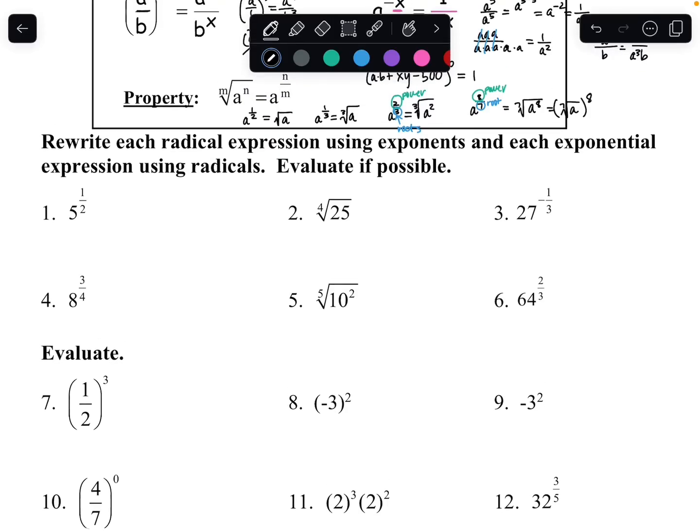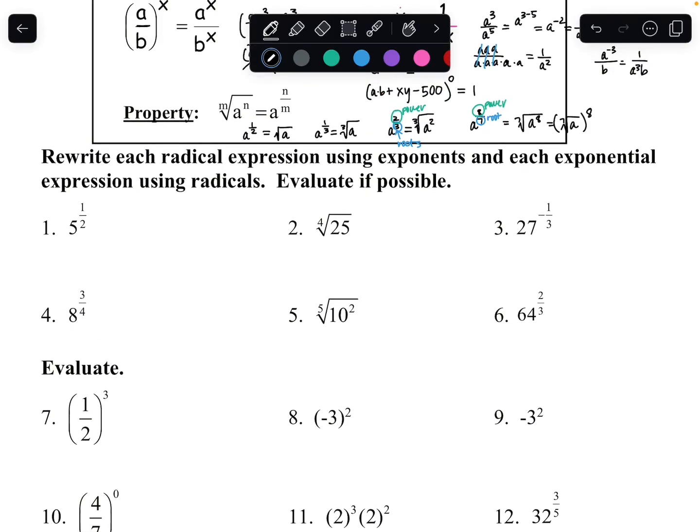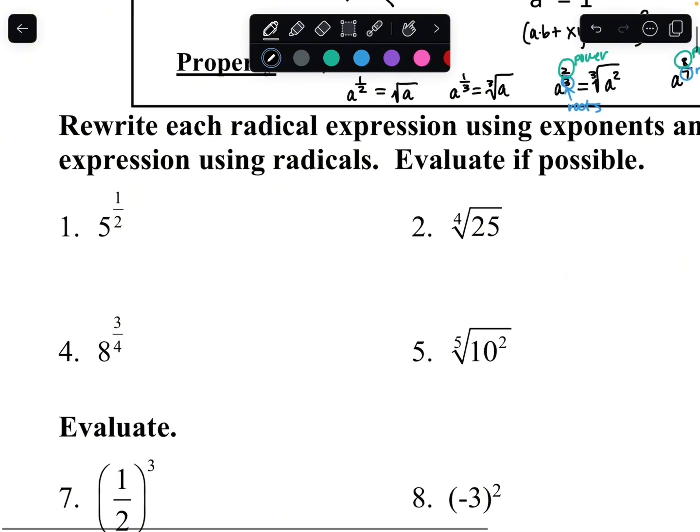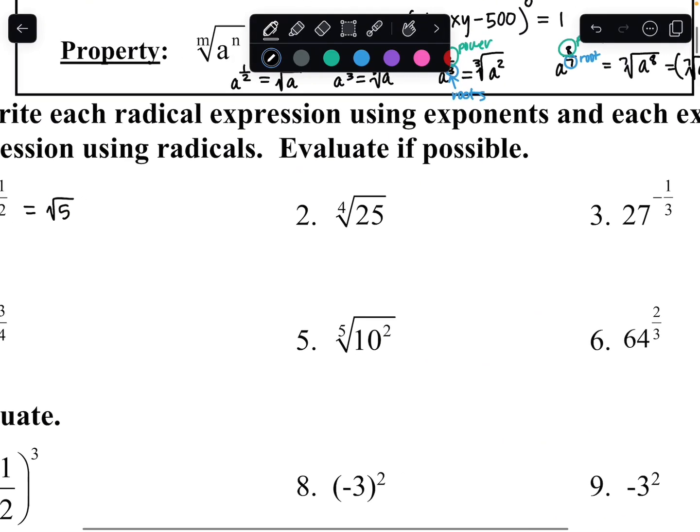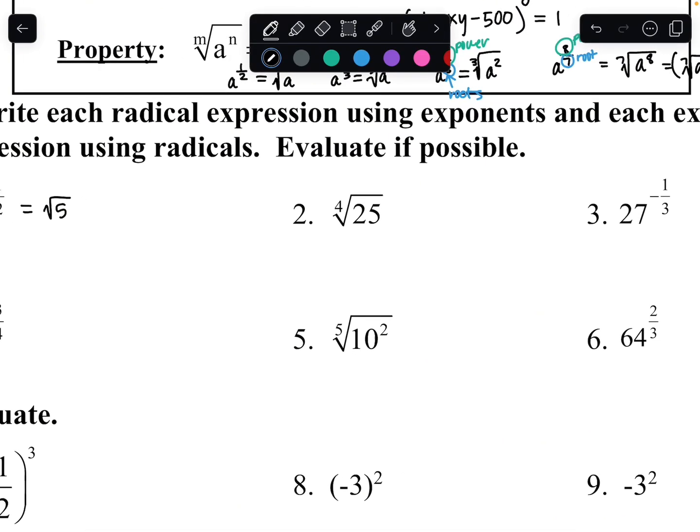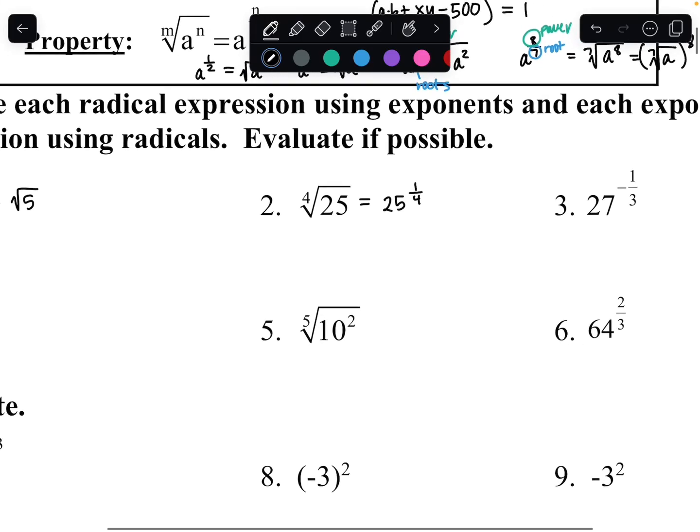Okay, so these examples say rewrite each radical expression using exponents and each exponential expression using radicals. Evaluate if possible. So starting with the first one, we see 5 to the 1/2 power. That's the same as square root of 5. Here we see the 4th root of 25. So if we rewrite that as an exponent, the 4th root is the same as a 1/4 power.